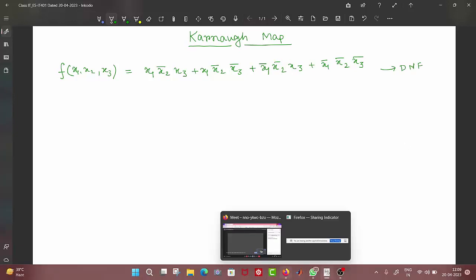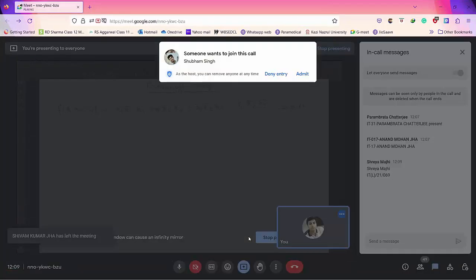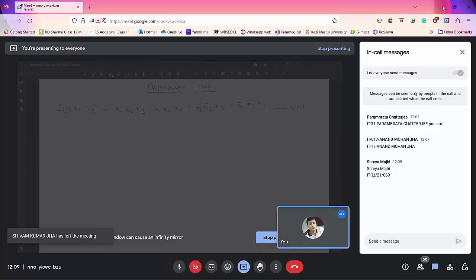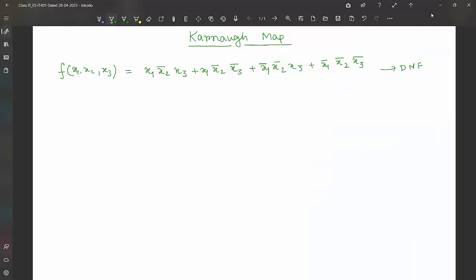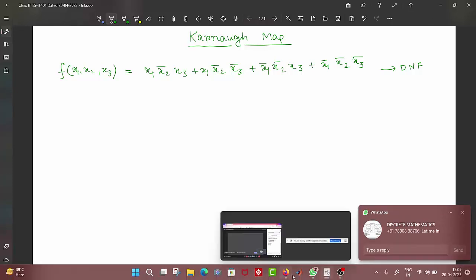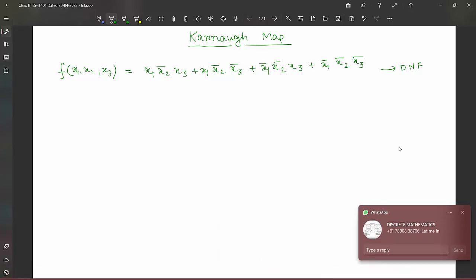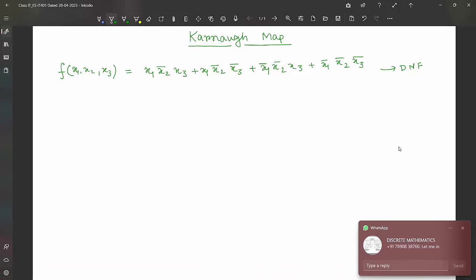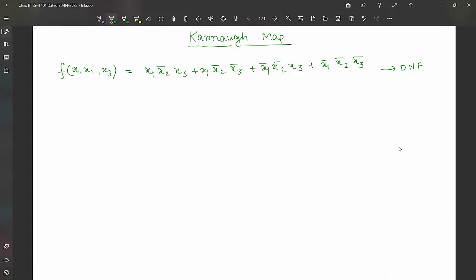Is it a DNF form or a CNF form? What do you think? Is it a disjunctive form or a conjunctive form? It's a DNF form, because these components are products, that is, conjunctions, and there is some plus. That means this is actually a sum of products, a DNF form. Now how to simplify this form?